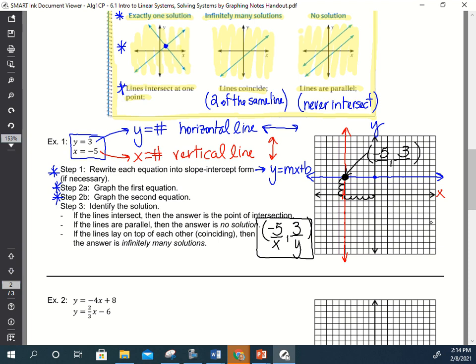So if it's exactly one solution, that means you have to tell me what it is. So if the lines intersect, that means you're only going to have one answer, but you do have to tell what it is. So you don't write exactly one solution. You write what was the point where they cross. They meet, you tell where they are, where it met.